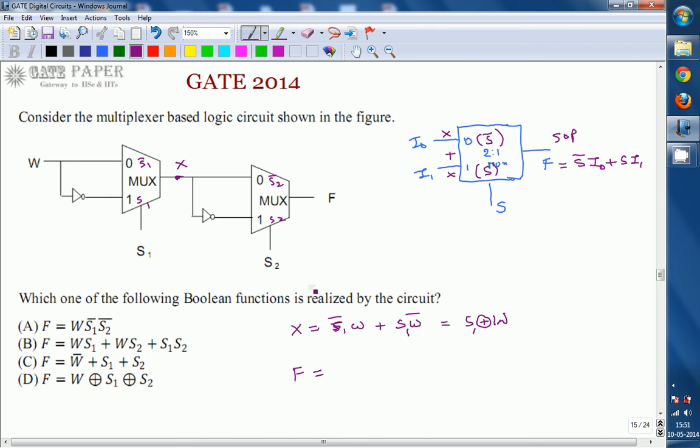So F is equal to S2 bar into X plus S2 into X bar, which can be written as S2 exclusive-OR X, because this is an XOR function between the two variables S2 and X. Already we have calculated that X is S1 exclusive-OR W. So F can be written as S2 exclusive-OR S1 exclusive-OR W. So the right option is W exclusive-OR S1 exclusive-OR S2. So D is the right option.